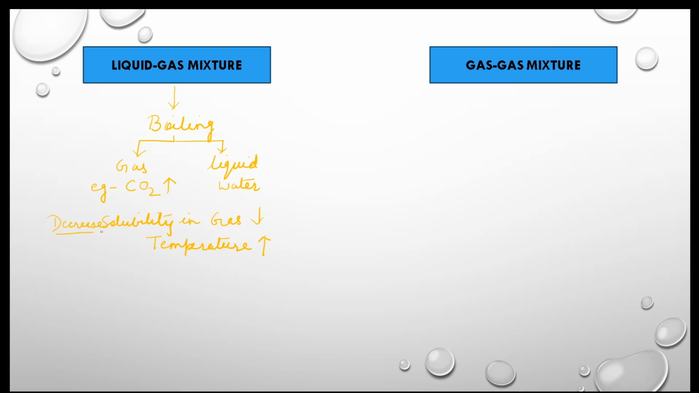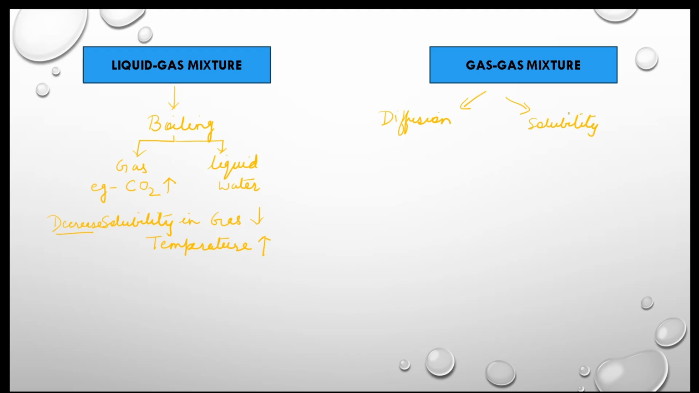When will this decrease in solubility happen? When there is a rise in temperature. And you will remember the example of carbon dioxide gas dissolved in water, and CO2 gas will escape out on boiling. Next, coming to gas-gas mixture, we have got two methods. The first method is diffusion, and the second method is solubility in solvent.